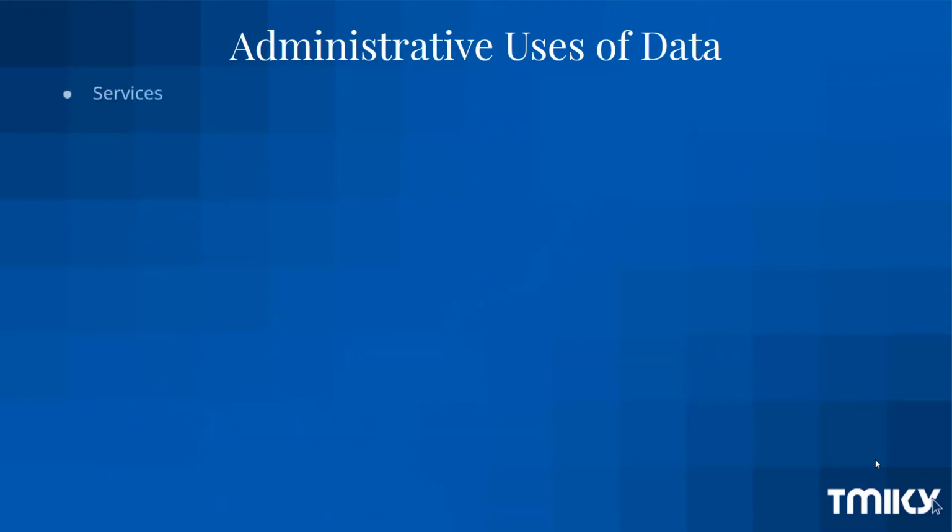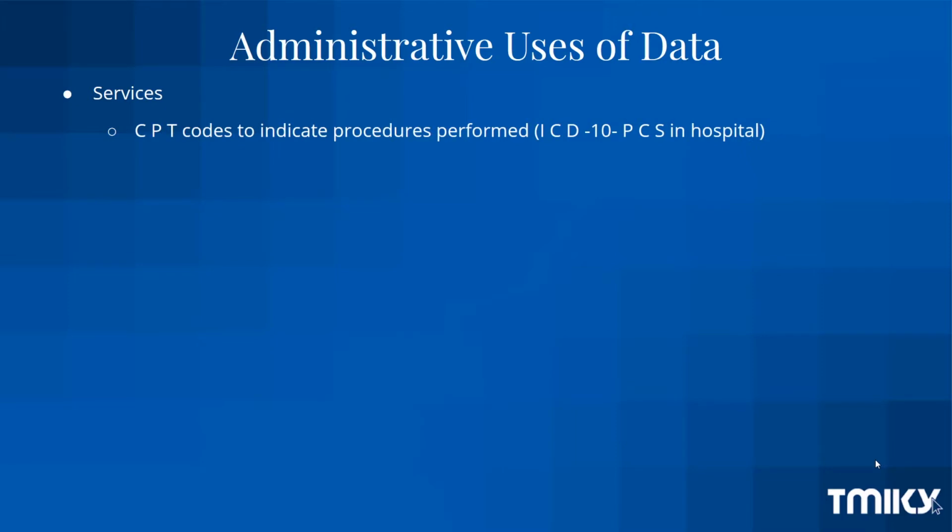Next is services. We use CPT codes to indicate procedures performed, like the ICD-10-PCS in hospitals, and it's important that we make sure the date of service is included as well. Next, you want to list the use of data. This information is collected in the major sections of insurance claim forms and can overlap.